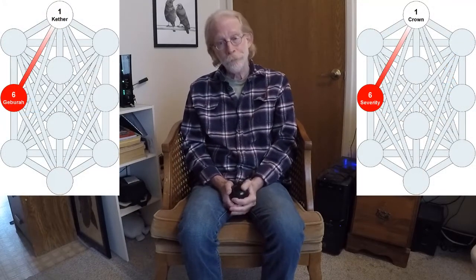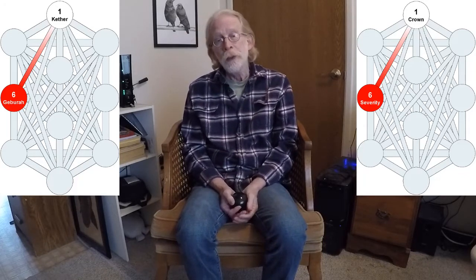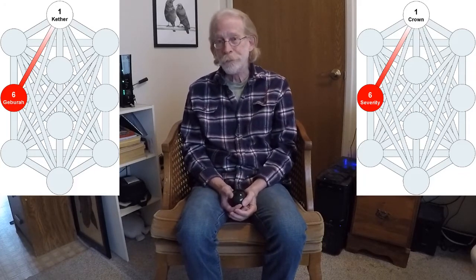Okay, we'll come to that later. We encounter it here in our mother letter, Aleph, because we go through that crossing, and it's always significant. Okay, keep that in mind. So, the first path will be the hidden path from Kether to Geburah. Okay?